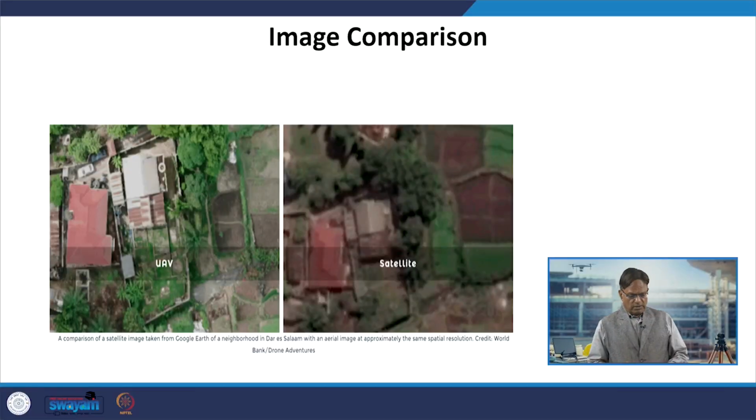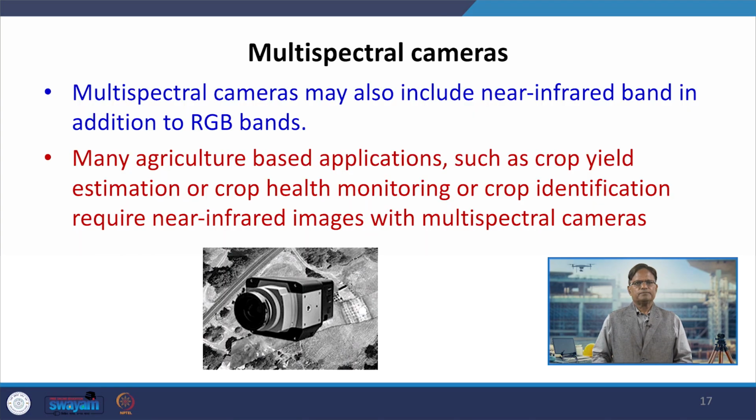If we compare the two images, on the left side is the UAV image in color, and on my right side is the satellite image. The resolution of the satellite image is poor as compared to the UAV image. We can see much more detailed information from the UAV data. So, that is the advantage we derive from UAV photogrammetric data.